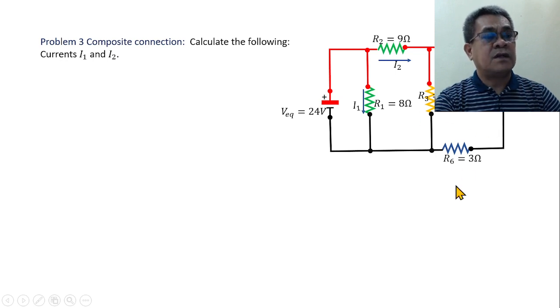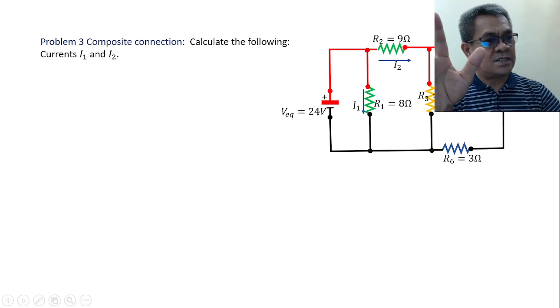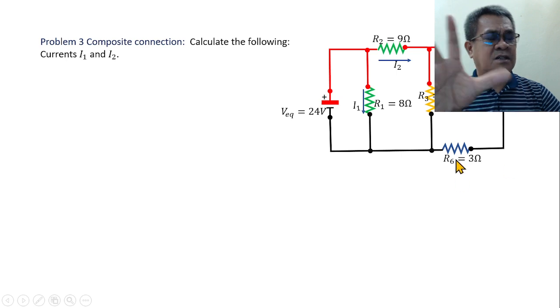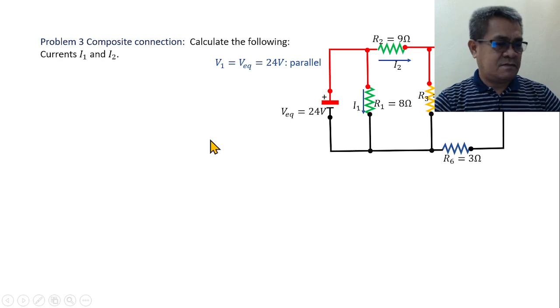Now, look at this one. What about R5 and R6? What is the relationship between the two? Yes, they are series. Okay? So, meaning, we can combine this. And also R4 is series. So, meaning, R4, R5, and R6 can be compressed as one. So, therefore, that's one strategy.